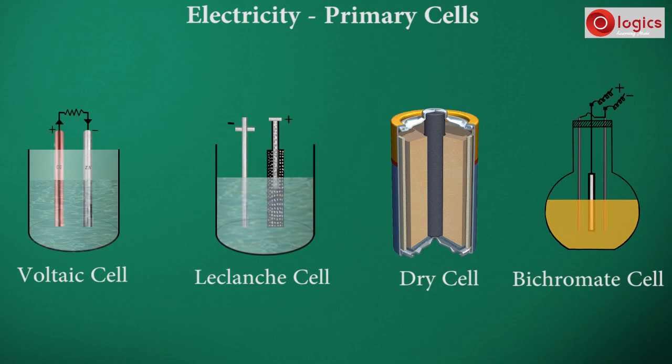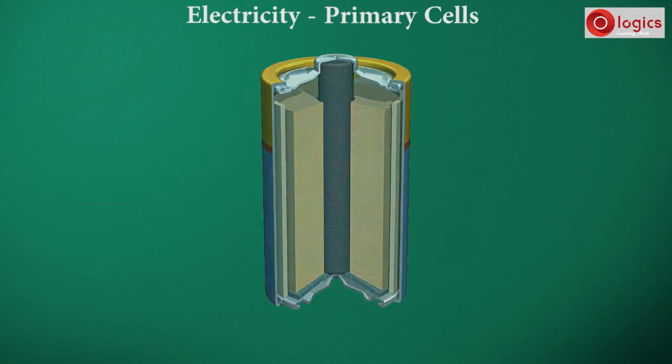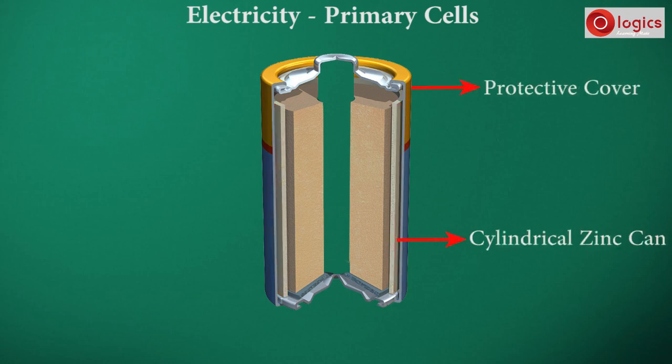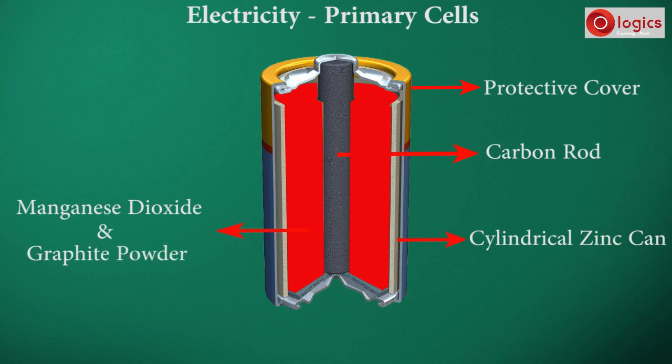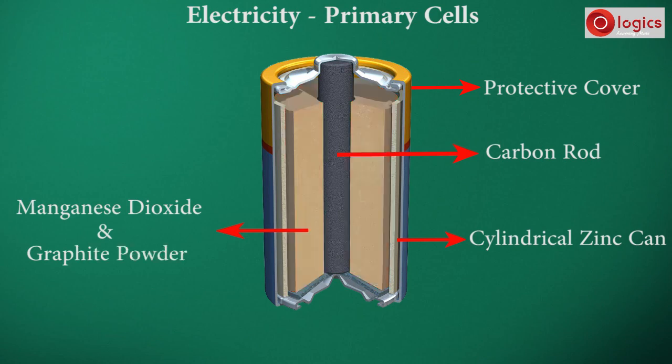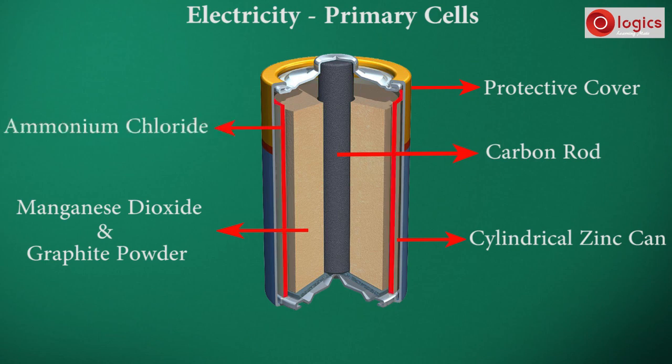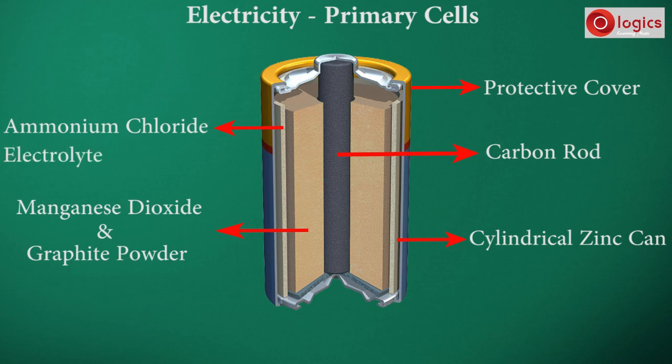Now, let us see the structure of the dry cell. A dry cell consists of a cylindrical zinc can, and this is the protective cover. A carbon rod with a brass cap is placed in the cylindrical zinc can. A thick paste of manganese dioxide and graphite powder is packed round the carbon rod. A thick paste of ammonium chloride is packed round the zinc can, acting as an electrolyte.